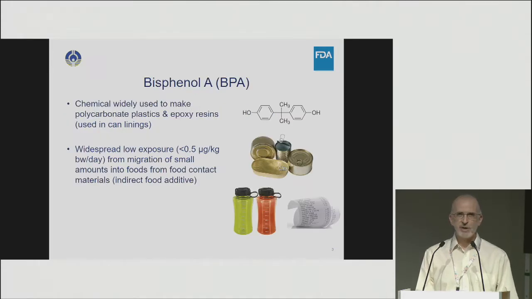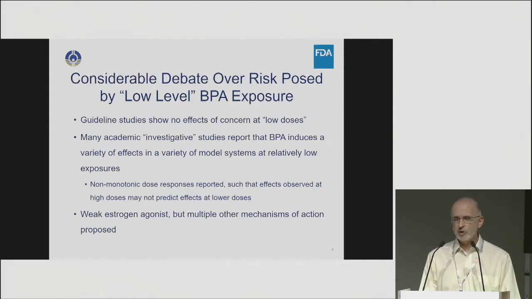So this is a slide for anybody who's been asleep for the last 20 years. BPA is used to make polycarbonate plastics and epoxy resins that are used in can linings. There's widespread low-level exposure, and it's regulated by FDA as an indirect food additive that migrates in small amounts from the food packaging. The use of BPA is decreasing with time. So there's been considerable debate over the risk posed by low-level exposures. And the large guideline studies in mice and rats showed no effects at low doses.